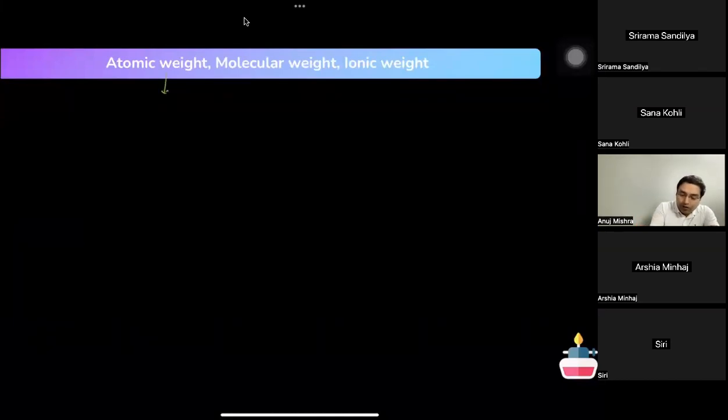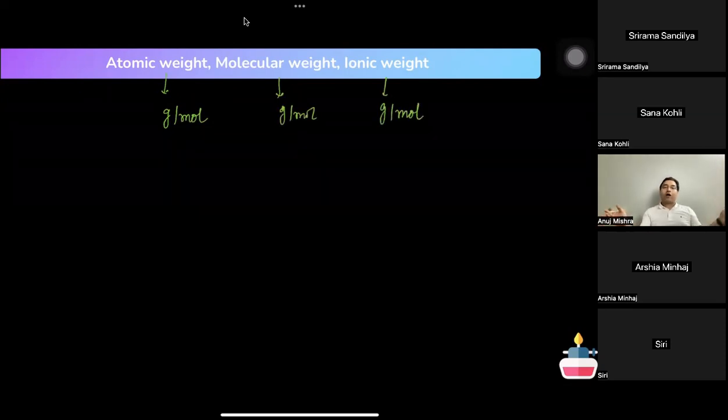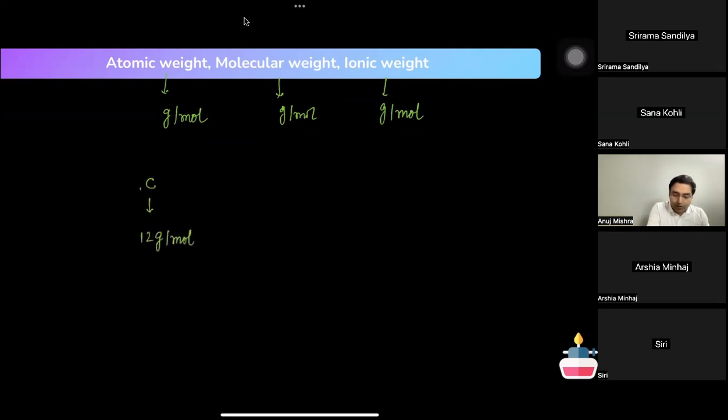Atomic weight unit is gram per mole. Molecular weight unit is gram per mole. Ionic weight unit is also gram per mole. Molecular weight is summation of atomic weights. Ionic weight is also summation of atomic weights. So if somebody asks, what is carbon's atomic weight? You will say 12 gram per mole, because it is 6C12.